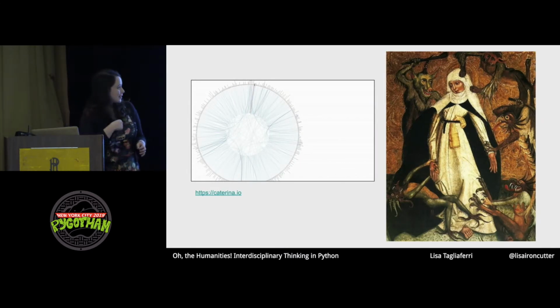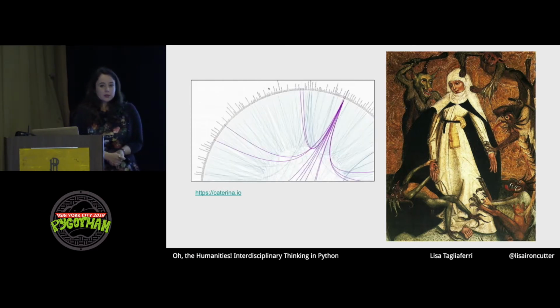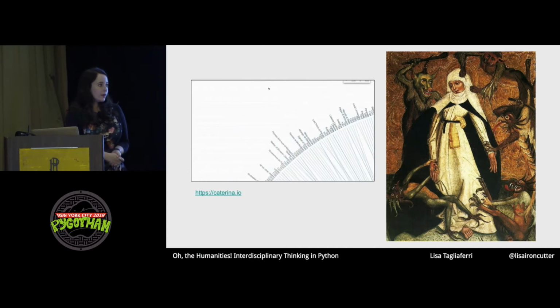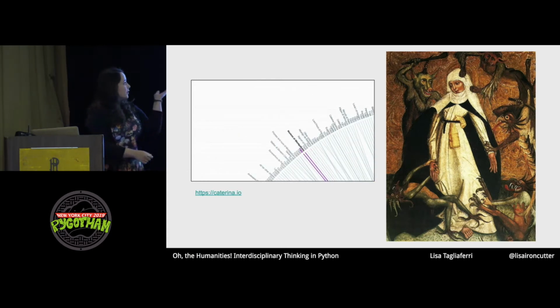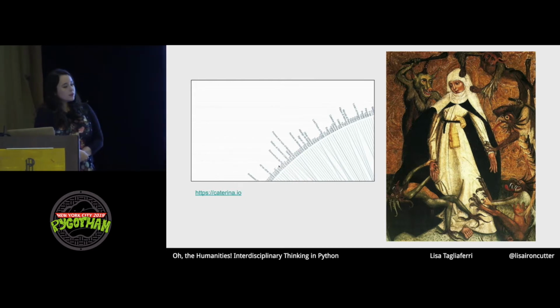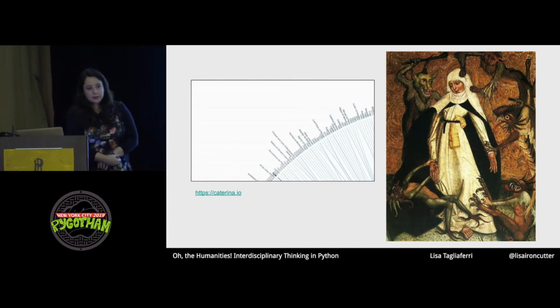This is my dissertation project. This is on Catherine of Siena. She's a 14th century Italian mystic writer. She's often relegated to the space of a religious or historical figure, but I was able to use programming, specifically Python, R, and also JavaScript D3, to start to recover her as a literary figure in her own right.